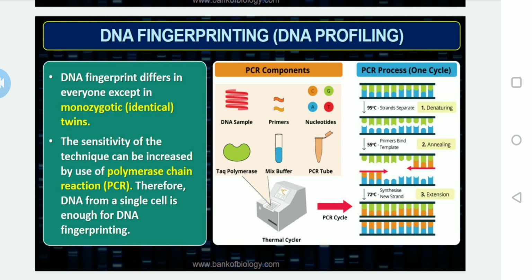Okay, this process takes place in the form of a cycle: denaturation, annealing and extension. About this PCR process, while we are studying biotechnology, I will explain once again, because here it is given only as it relates to DNA fingerprinting or DNA profiling.